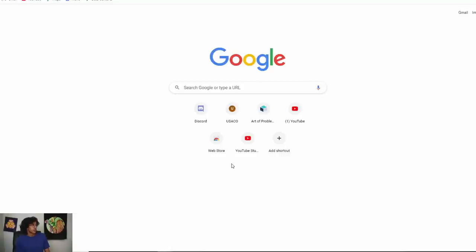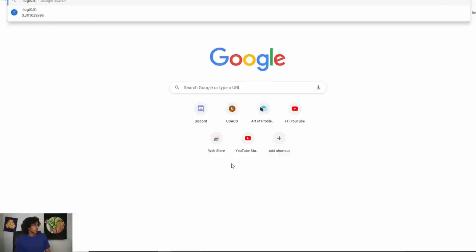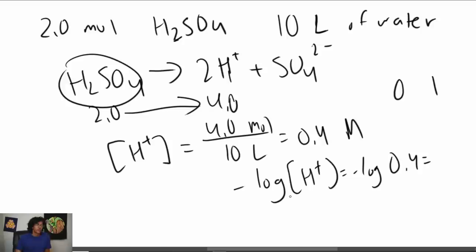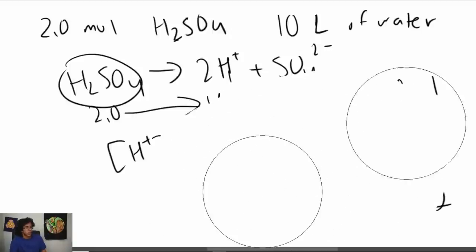So we do negative log of 0.4. Whoops, that's not 0.4. And we get 0.4 again. I did not expect that. But you can see it's between 0 and 1. We were able to predict it. Very nice. We get our pH is equal to 0.4. Nice. Why don't we do it for something a bit harder?